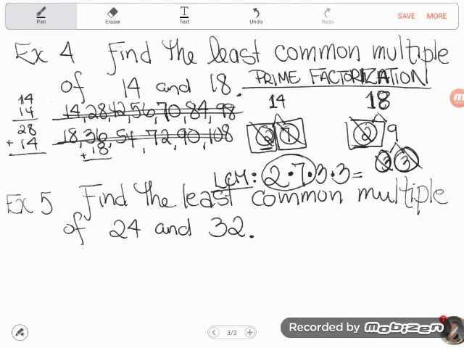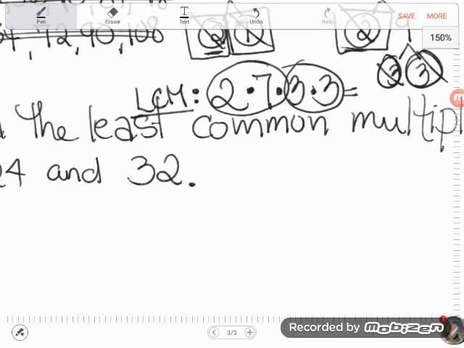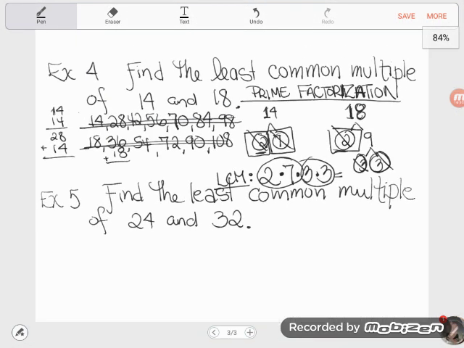So 2 times 7 is 14, and 3 times 3 is 9, and I'm going to have to do some side work. 14 times 9, let's see, that's 126. Turns out if I'd have persisted a little longer, I probably would have found that. But this was an easier way to do it, okay?